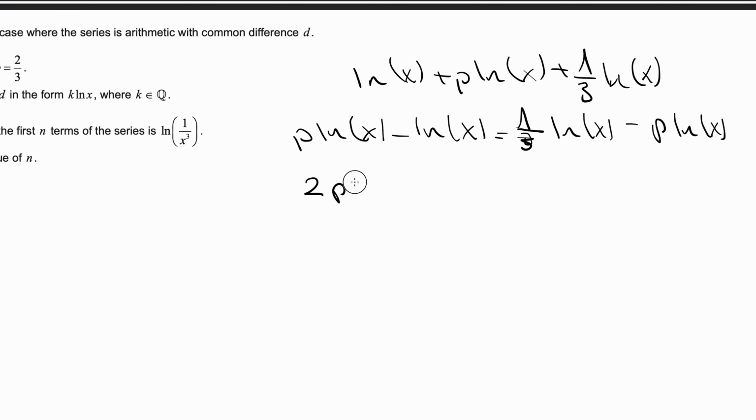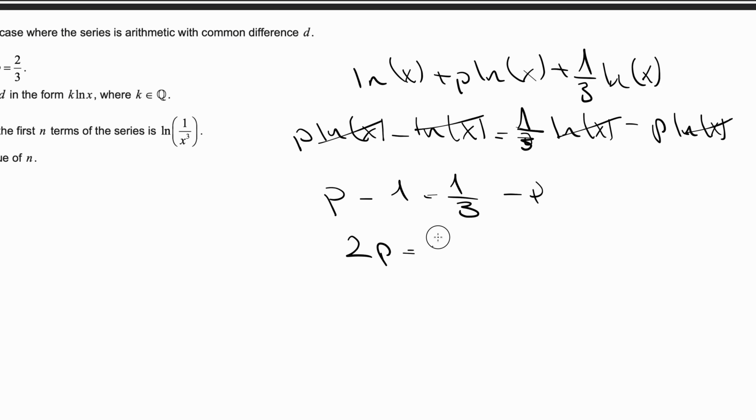So if you add both sides, it's going to be 2p. I guess you can cancel out the ln of x here as well. Simplifies things. So it's p minus 1 equal to 1 over 3 minus p. So 2p equal to 1 over 3 plus 1, or simply 4 over 3. So p will equal 4 over 6, which is 2 over 3.